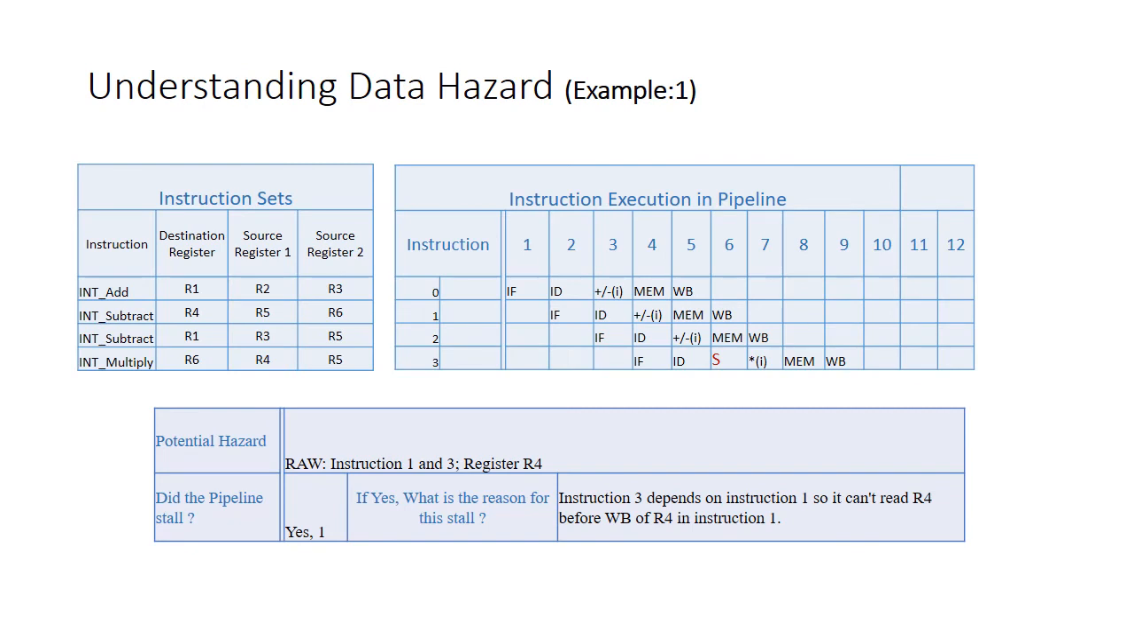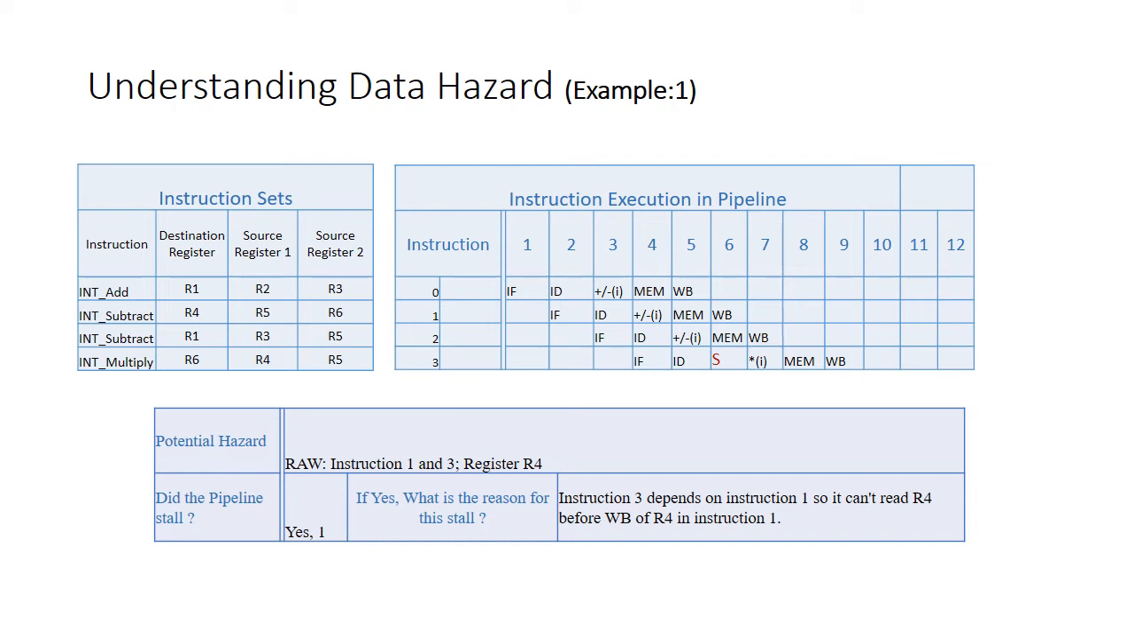Here I add some data hazard examples after simulations. Here is an instruction set. If you follow the left hand table, you can see there are 4 instructions. The first one is an integer addition, then a subtraction, then another subtraction, and finally a multiply. And here are the registers.